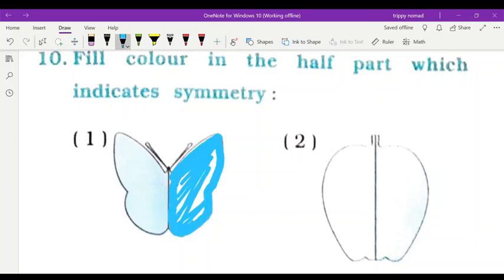Yes, did you get it? Same way as in the previous sums we have done, here also you have to do the same way, children. Okay, I hope you understood.